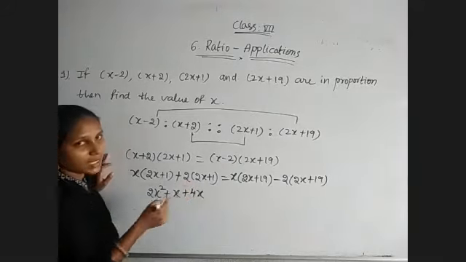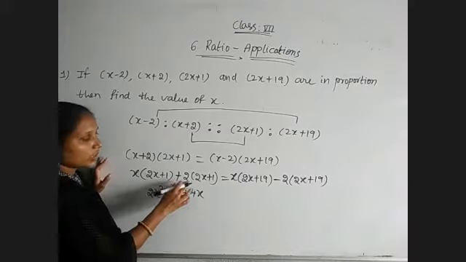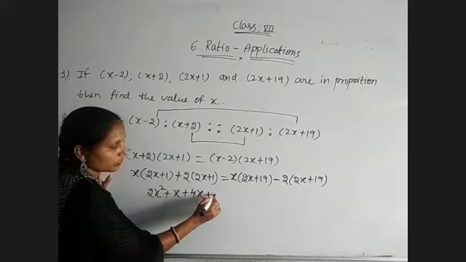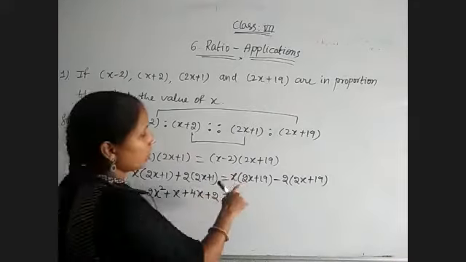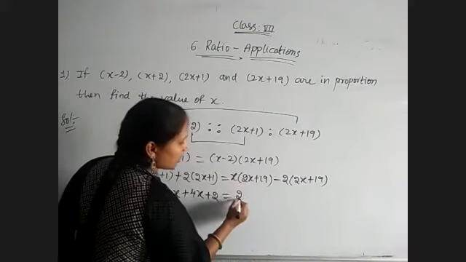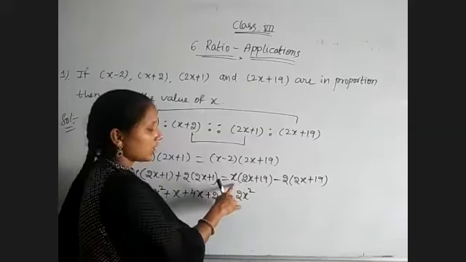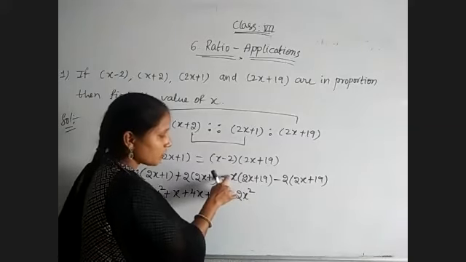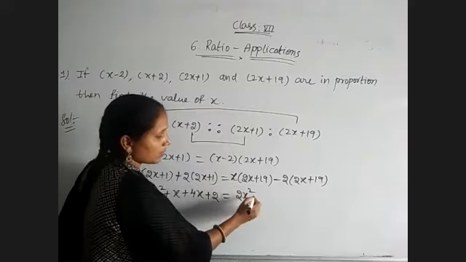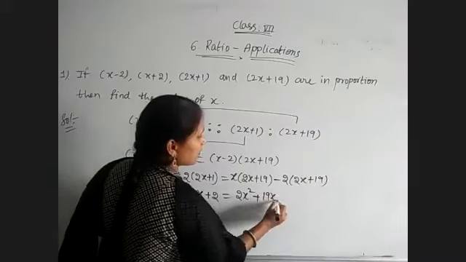If numbers are there, multiply those numbers. If numbers are not there, write directly. Now 2 into 1, 2, plus 2 is equal to 2x into x, 2x square. Here a number is not there, but the alphabet is there. So x into x, x square, and 2 into 1, 2, plus x into 19, 19x, minus.